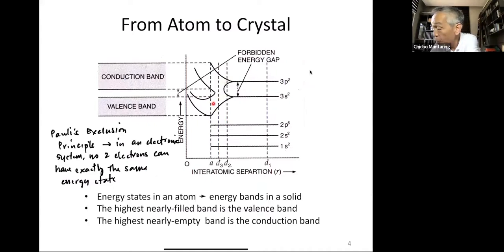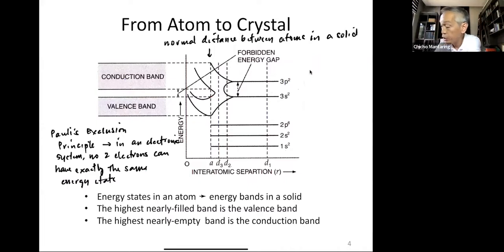But at some point, so what is this point? This is the normal distance between your atoms in a solid. So that is A, the normal distance between atoms in a solid.